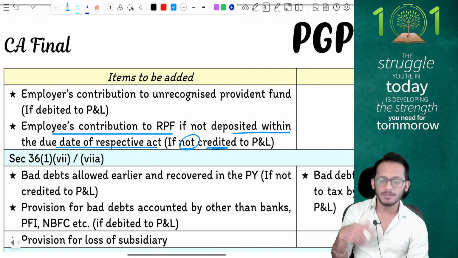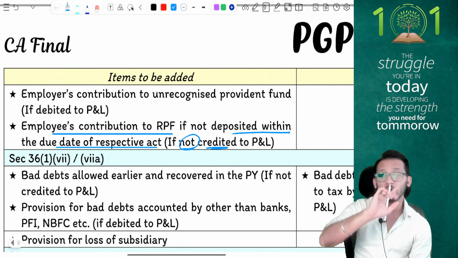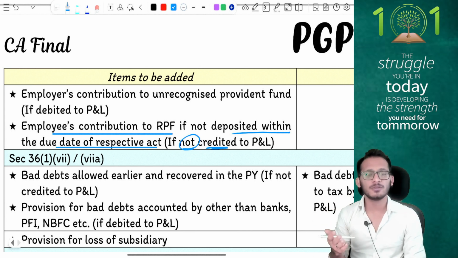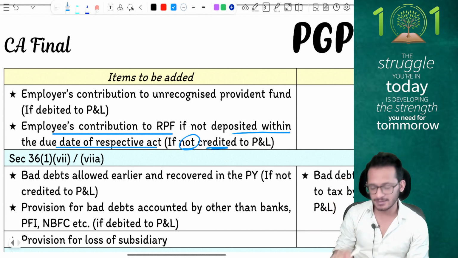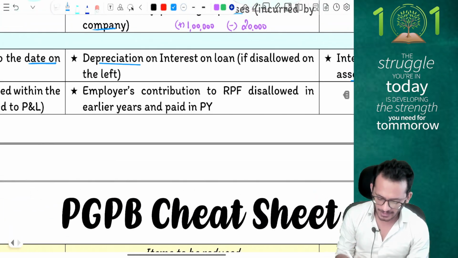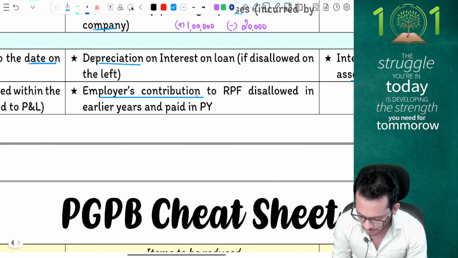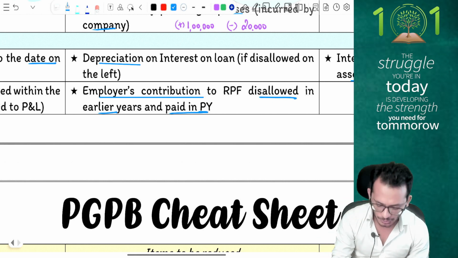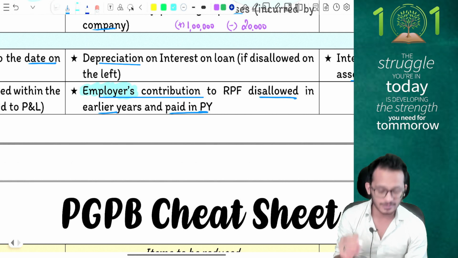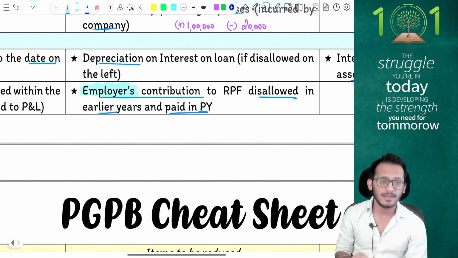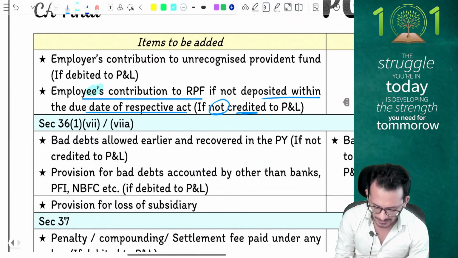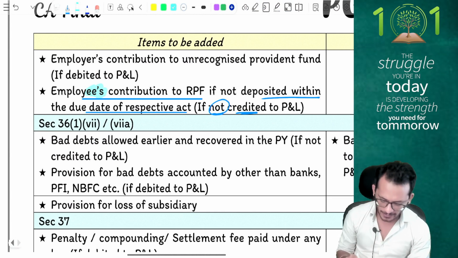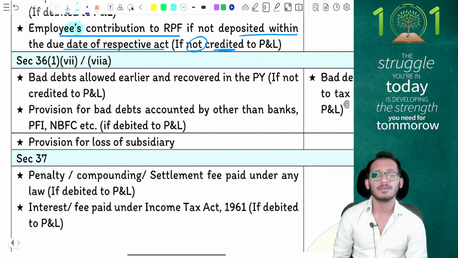At the same time, people, please notice that if I've already disallowed the employer's contribution in the past, like I said, you have to make the payment before the due date of ROI. If you don't make the payment before the due date of ROI, you can disallow it, but you can claim it in the next years as well. So items to be claimed as deduction are any kind of employer's contribution to RPF which is disallowed in the earlier years and is paid in the previous year. Notice, only employer's contribution, if disallowed in the past years, can be claimed as a payment in the next years. For employee's contribution, I don't have any such claim. This is a permanent income. Yes or no?